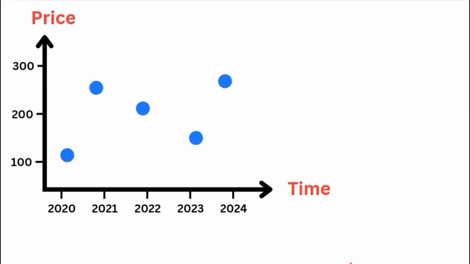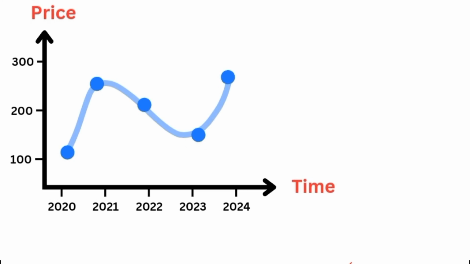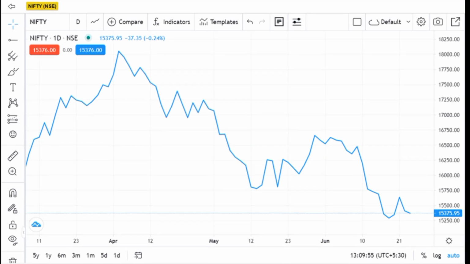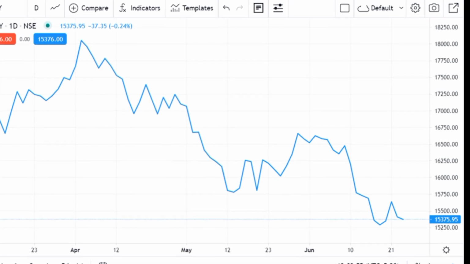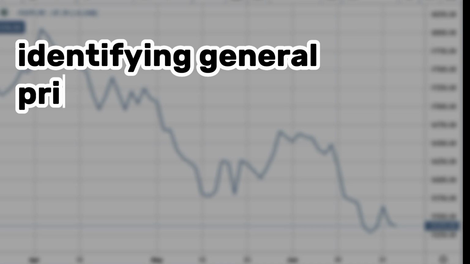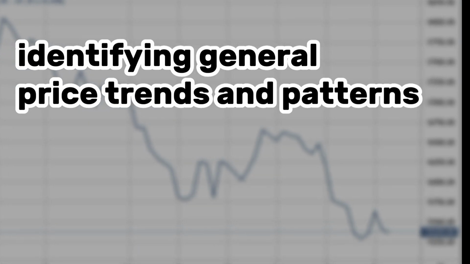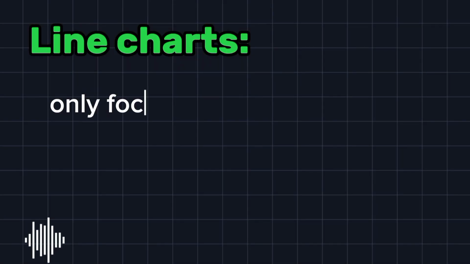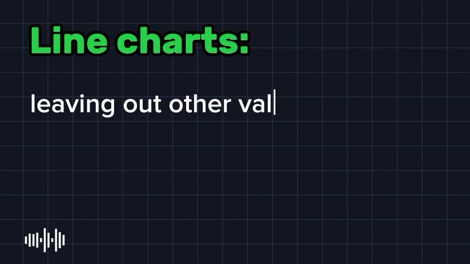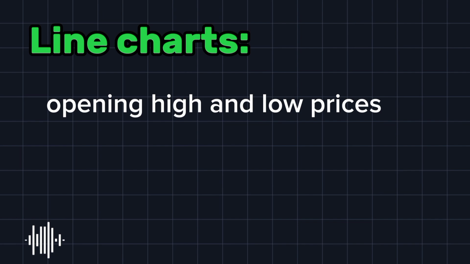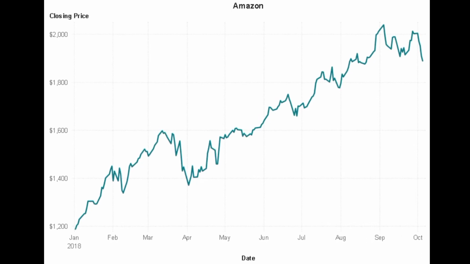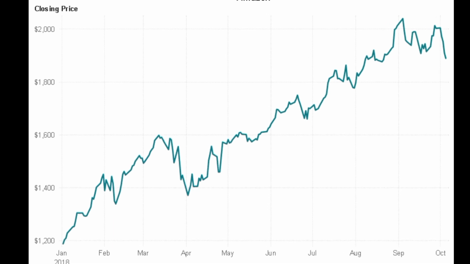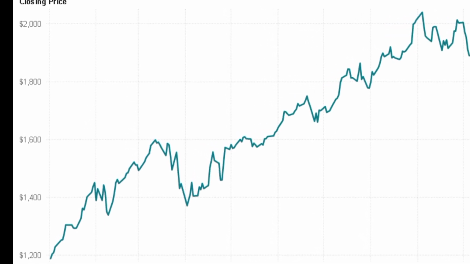Line chart. A line chart is a simple and straightforward representation that connects closing prices over a specific period of time. One of its key advantages is its simplicity, which results in a clutter-free chart. This makes it particularly useful for identifying general price trends and patterns, without being overwhelmed by excessive details. However, it's important to note that line charts only focus on closing prices, leaving out other valuable data such as opening, high, and low prices. While this minimalism is helpful for clarity, it may not provide the full picture needed for more detailed technical analysis.